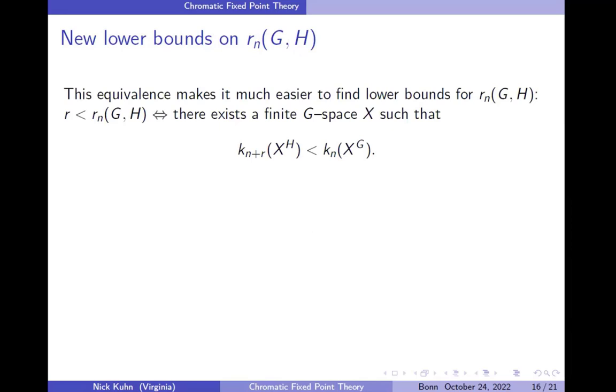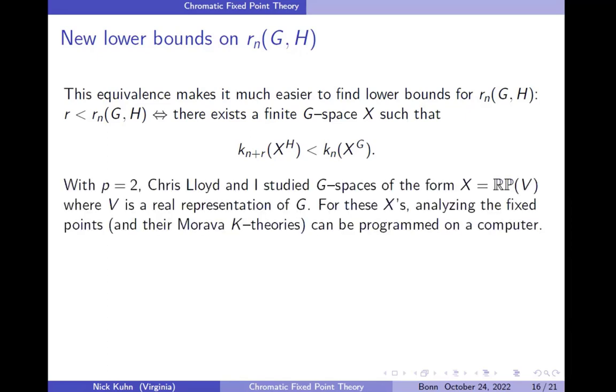All you have to do is, if you want to show this shift number is bigger than some number R, you just have to go and find any old G space such that the dimension of the n plus R Morava K-theory of the H fixed points is less than that. And this turns out to be much easier to do.